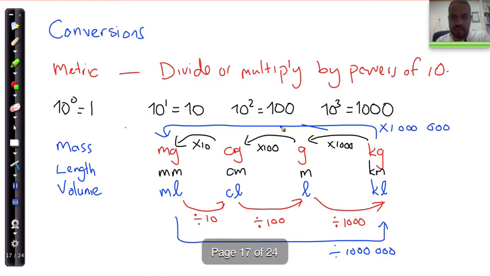Here's my table. If I'm going from grams to kilograms, from smaller units to larger units, I divide. When I go from a larger unit to a smaller unit, then I multiply, because I'm going to have more of that smaller unit. Okay, so let's talk about converting.